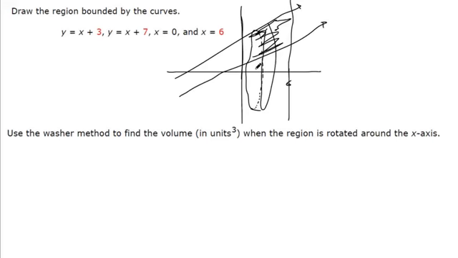Right, so it's like we're taking little pennies to help us find the volume, except the pennies are getting infinitely small in their width. So if we're to find a formula for this right cylinder that's coming down this way, the radius is dictated by the y value of the higher line, right? So the radius of that cylinder is the y value. It's x plus 7.